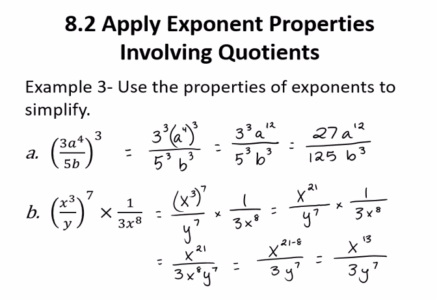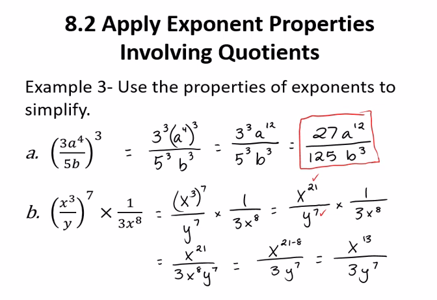So when you distribute that exponent to every single part of that quotient and the products within the quotient, for part A, you should have multiplied out that 3 cubed and that 5 cubed and gotten 27 to the 12th power over 125 b to the 3rd power. But then in part B here, there is a couple more steps we've got to go through. So first, I do distribute that 7th power and eventually end up with x to the 21st power over y to the 7th.